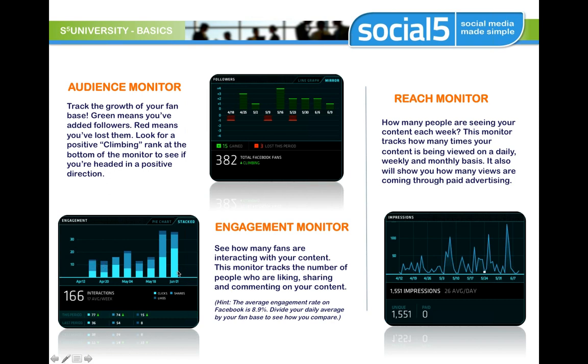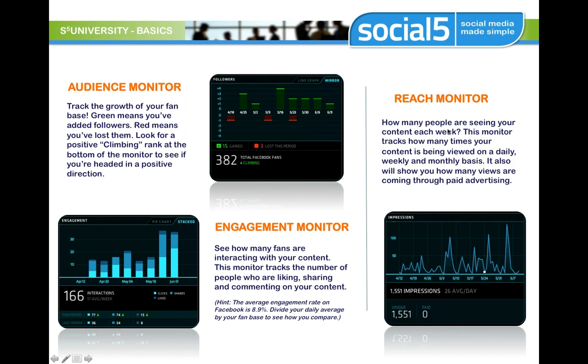So this one indicates, for instance, 166 interactions or pieces of engagement of people liking, clicking, commenting, or sharing. And it's based on a weekly basis. So this first line would say clicks, how many times people clicked on posts, and they had, looks like, about 22 this week or something like that. How many times people shared, and then how many times people liked a post. Gives you a pretty good indication of how engaging your social media strategy is.